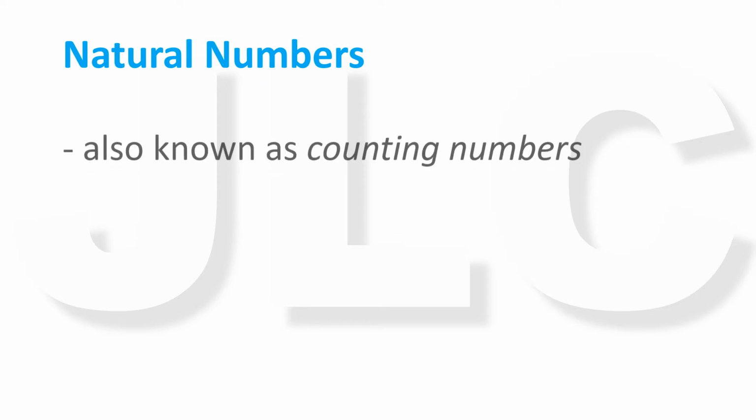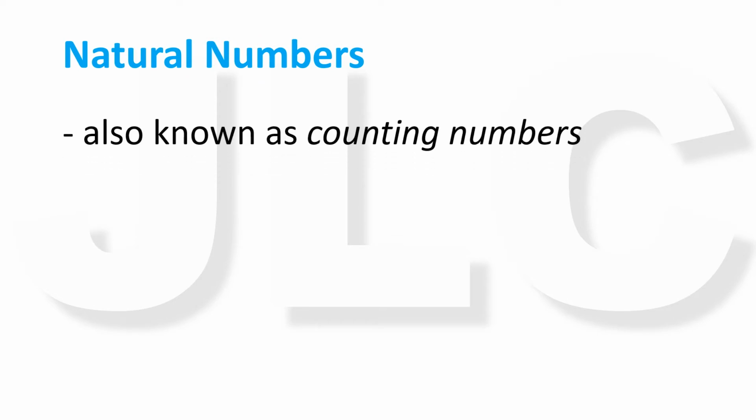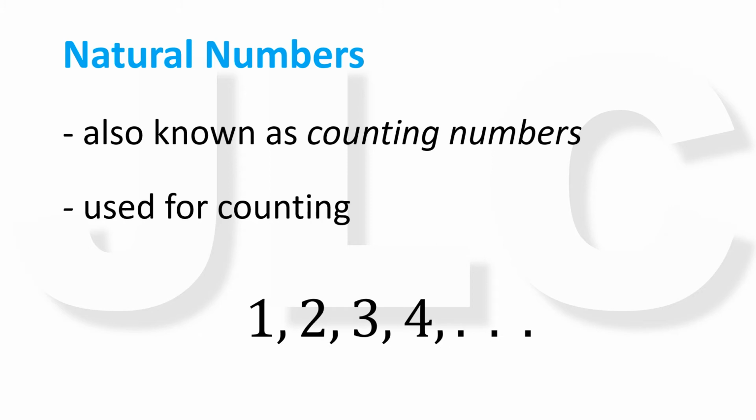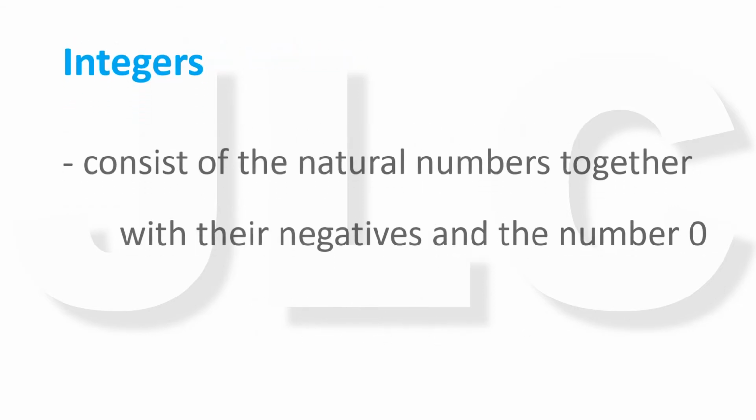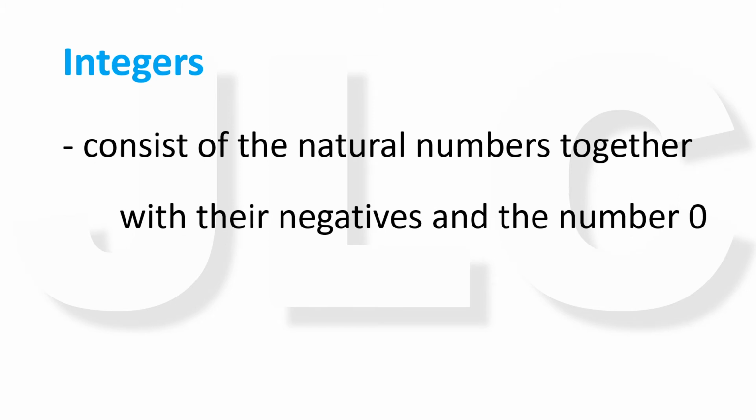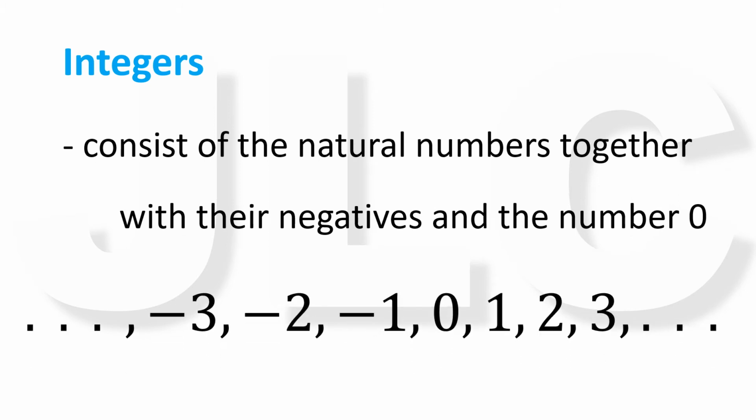Natural numbers are also known as counting numbers. These numbers are primarily used for counting. The natural numbers are 1, 2, 3, 4, and so on. The integers consist of the natural numbers together with their negatives and the number 0. This includes -3, -2, -1, 0, 1, 2, 3, and so on.